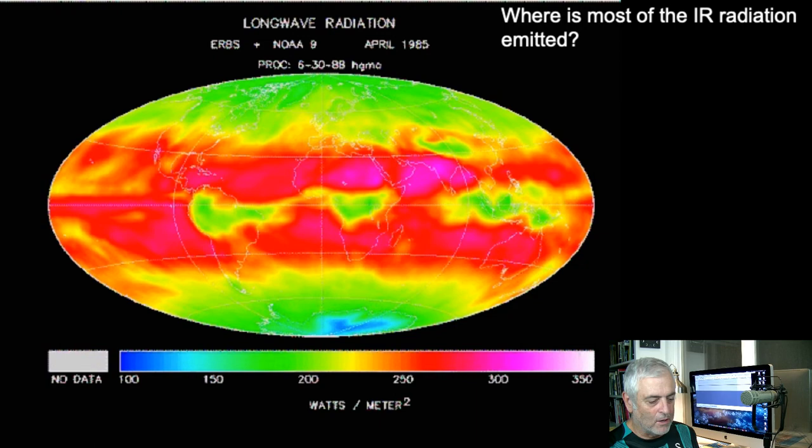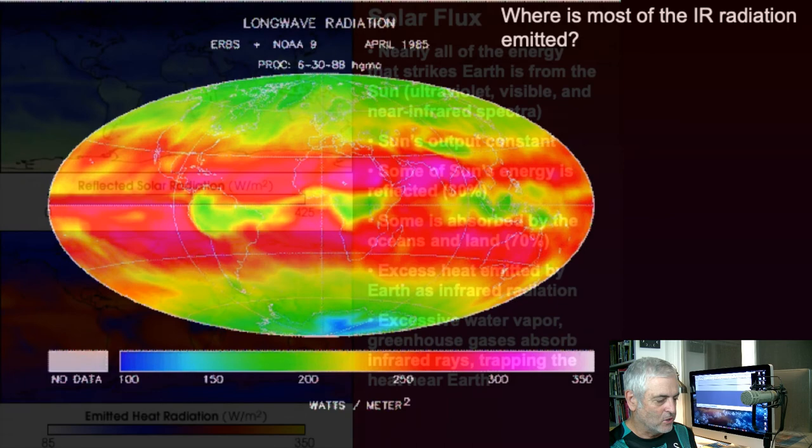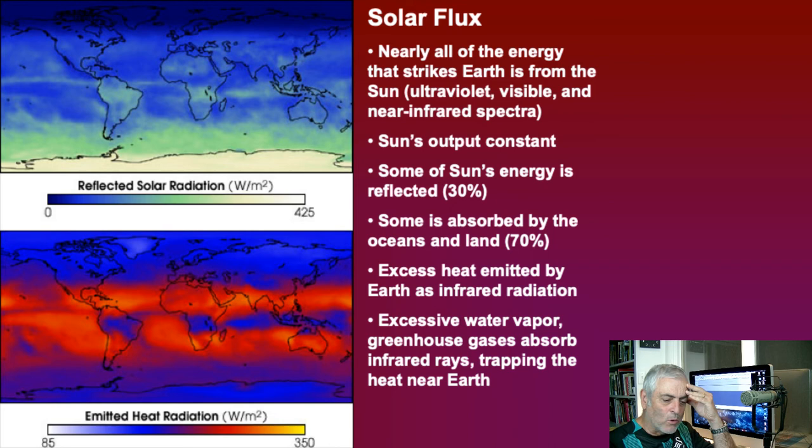And even Antarctica, right? There's hardly anything that's emitted from there in the form of infrared radiation. In the next diagram, it shows you the reflected solar radiation, and then it shows you the emitted radiation as well. That's in watts per meter squared. So again, forests are really good for making sure that we have a regulated climate.